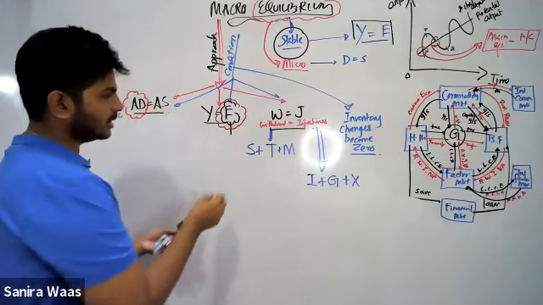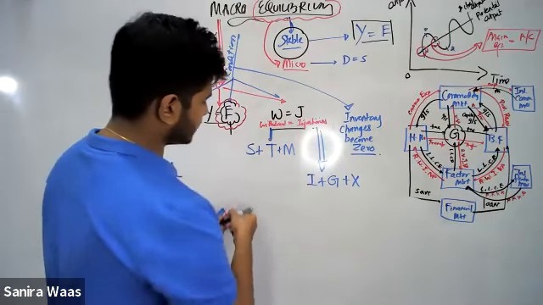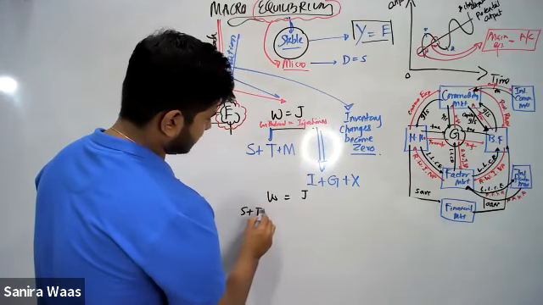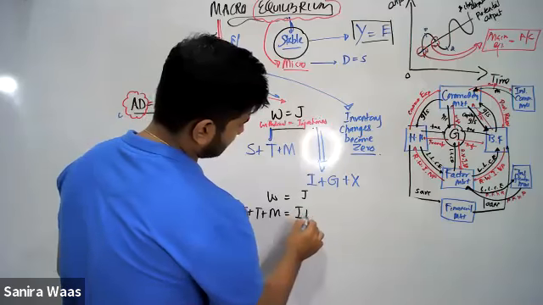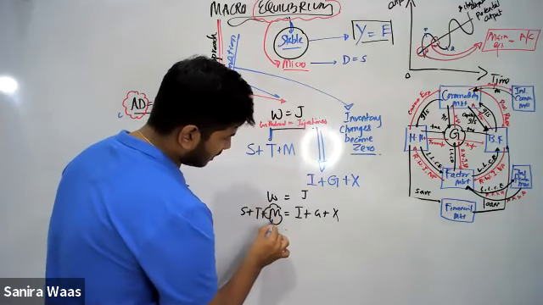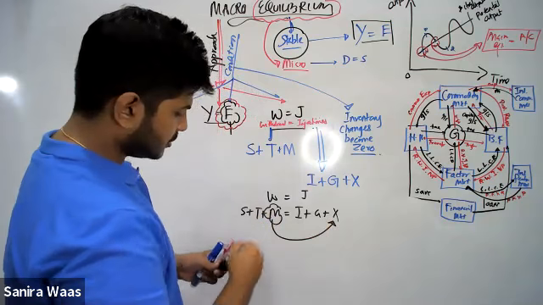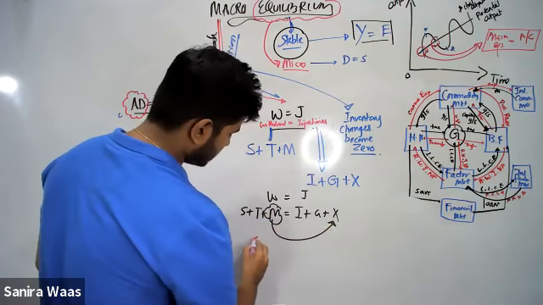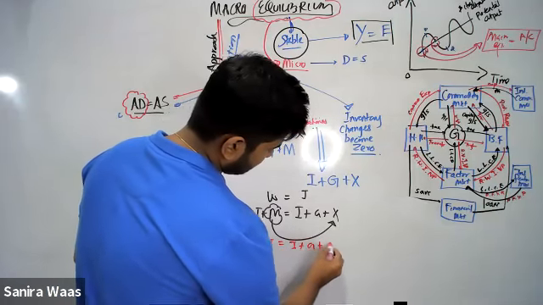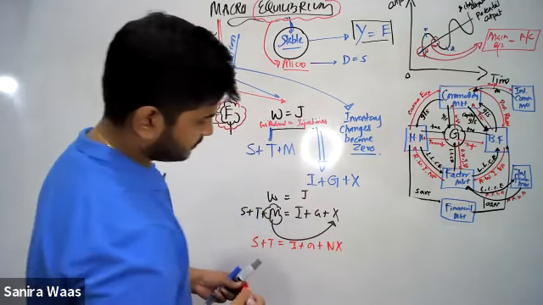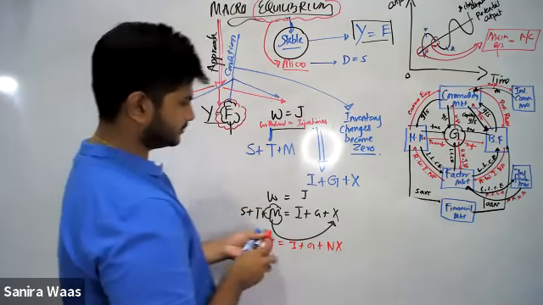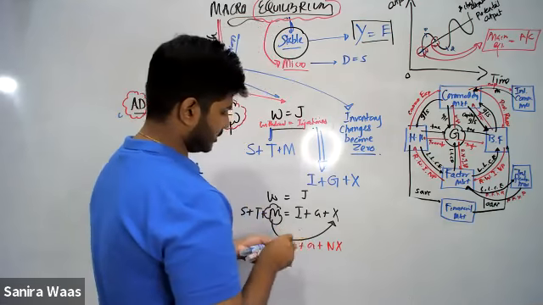So what do you mean by a simple equilibrium? It is where W equals J, where S plus T plus M equals I plus G plus X. So we can make this simple; you can take this part to this side. So withdrawals equal savings plus tax plus imports, equal to investments plus G plus X. Right? So this is pretty much it. There are three.